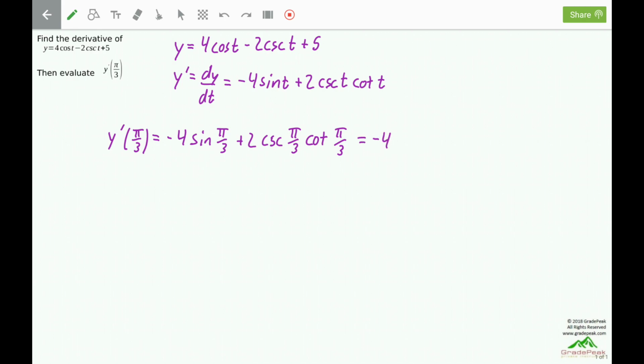So we will have negative 4 times the sine of pi over 3, which is root 3 over 2, plus 2 times the cosecant of pi over 3, which is 1 over the sine of pi over 3, which is 1 over root 3 over 2. It's the reciprocal of the sine. Times the cotangent of pi over 3, which is the cosine of pi over 3, which is 1/2, over the sine of pi over 3, which is root 3 over 2.